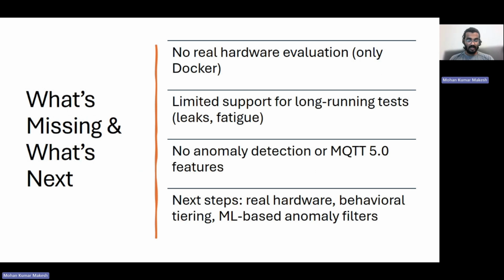What's missing and what's next for MQTT-Apex? All tests were conducted in a simulated environment, not on real hardware. We didn't evaluate stability over long uptime, nor did we explore advanced threats like cross-broker spoofing or MQTT 5.0 property abuse. Future work includes testing on ESP32 devices or STM32 boards, integrating ML-based anomaly detection, and adapting MQTT 5.0 features for richer diagnostics and controls.